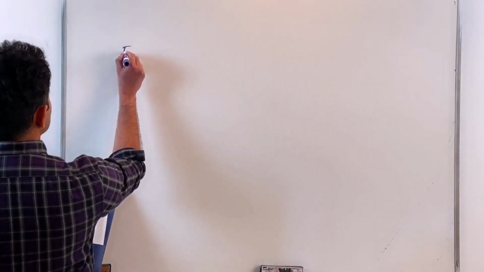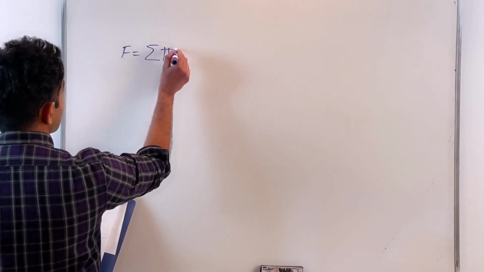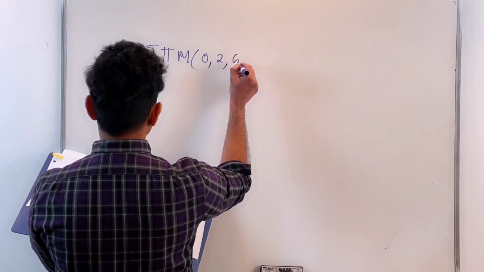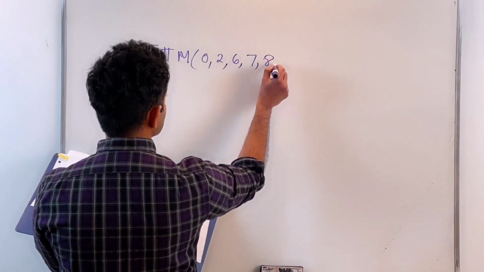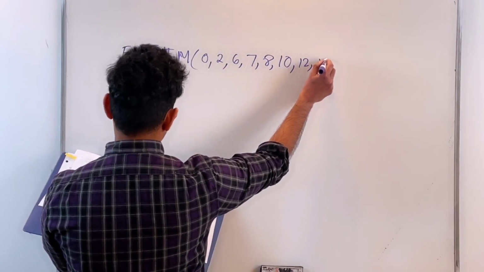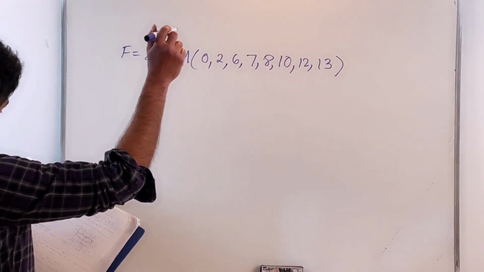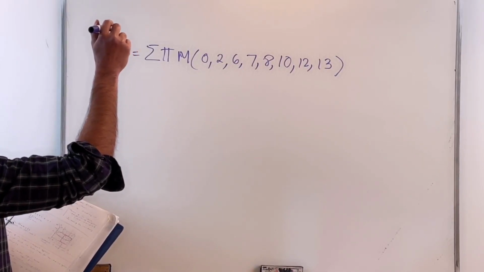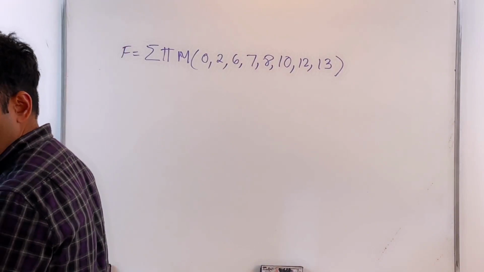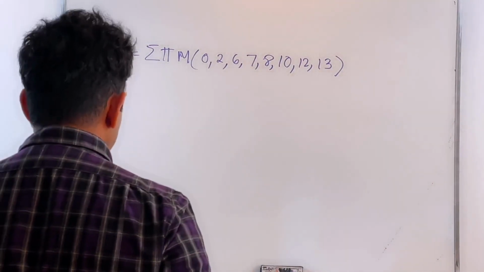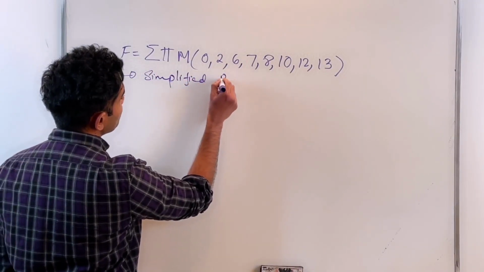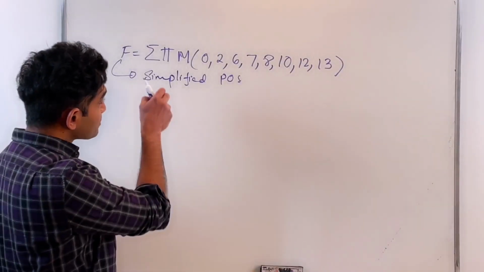Okay, let's do this quick example and then we'll move forward. You're given a function f equal to pi, max terms 0, 2, 6, 7, 8, 10, 12, 13. Now what I want to do is obtain my function f as a simplified product of sums expression. So first I draw the K-map corresponding to this function.